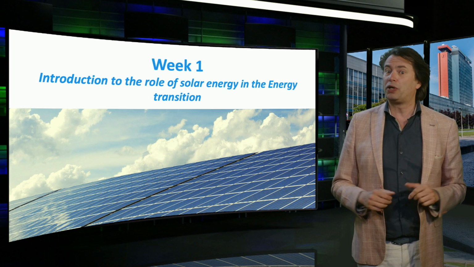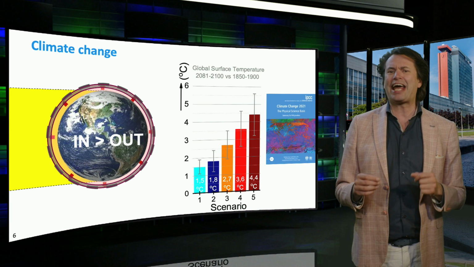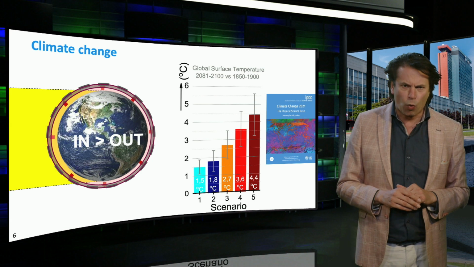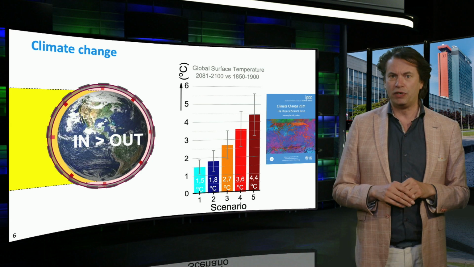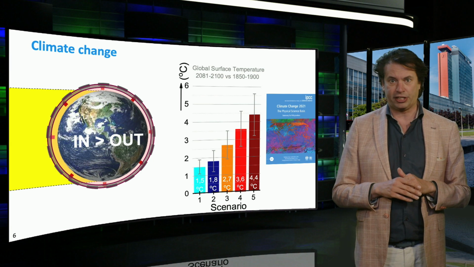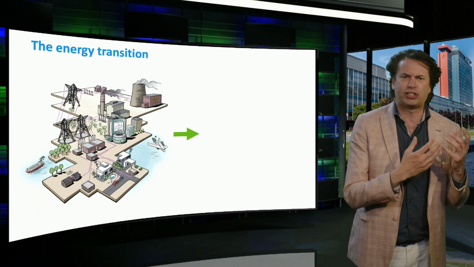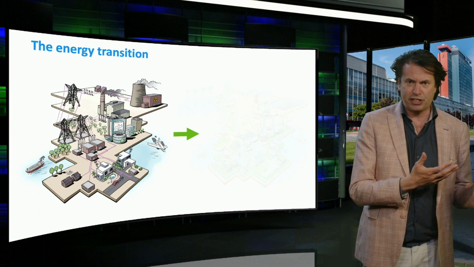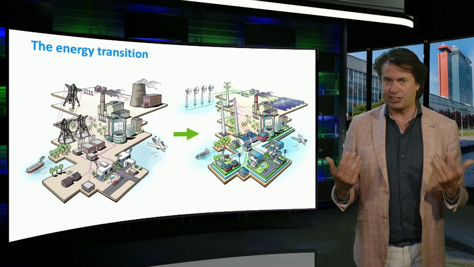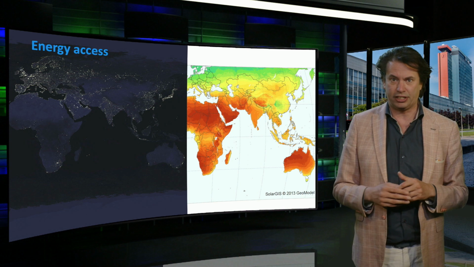The course starts with a broader perspective on the role of solar energy. We will start by looking at climate change, the principles behind it, and the different global warming scenarios from the most recent reports of the Intergovernmental Panel on Climate Change, the IPCC. We will then look at the transition from a society reliant on a fossil-based energy system to a sustainable energy system. Besides the energy transition, we also discuss the role of solar energy in the access to electrical energy.